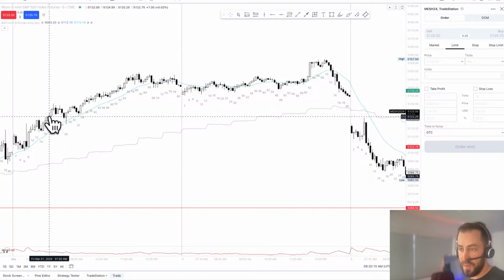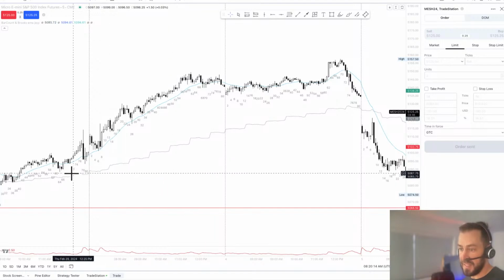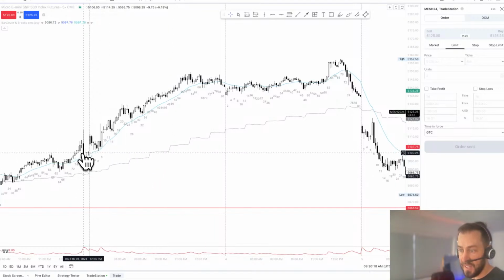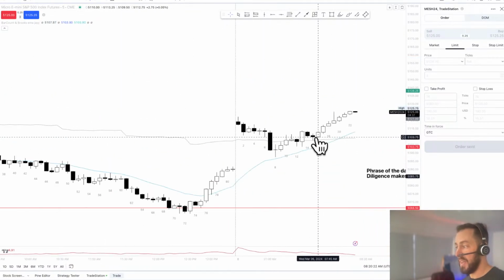1, 2, 3, 4, 5, 6. Okay, that's pretty close. But it ain't 7. 1, 2, 3, 4, 5, 6. Okay, and then we got a doji, so not exactly. That's very strong momentum to the upside.